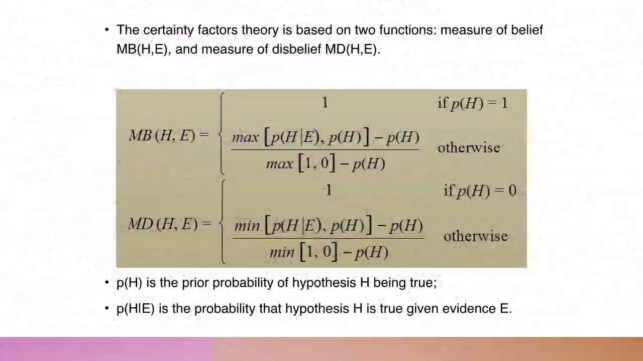Two functions that are the basis of certainty factors are the measure of belief, MB, and the measure of disbelief, MD. These measures are identified by the experts. So the experts will say how much they believe this hypothesis is true given this evidence is true.